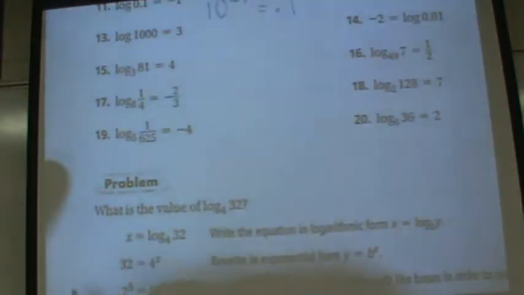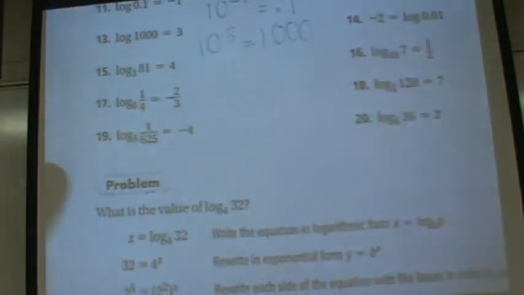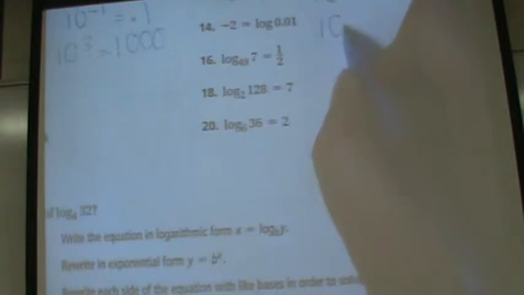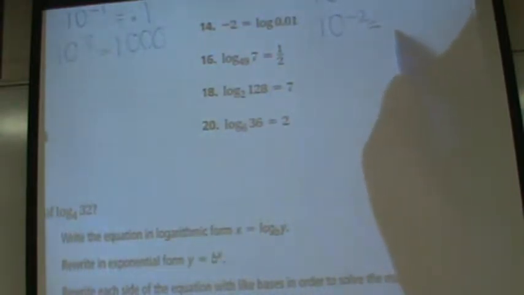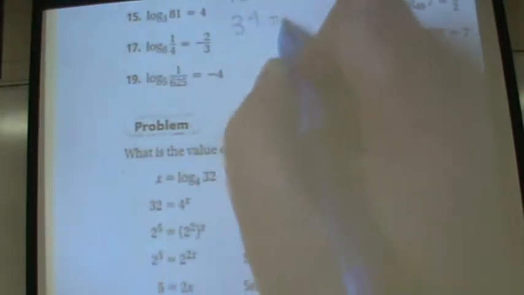Number 13, what's the base? If it's not written, it's 10. 10 to the 3rd power equals 1,000. True statement. Number 14, what's the base? 10 to the -2 power is equal to 0.01. Number 15, 3 to the 4th power is equal to 81.